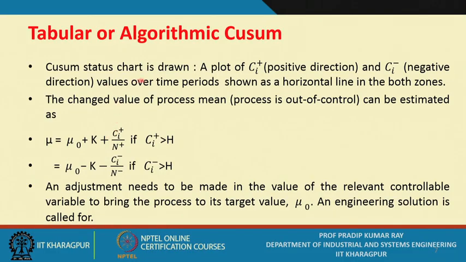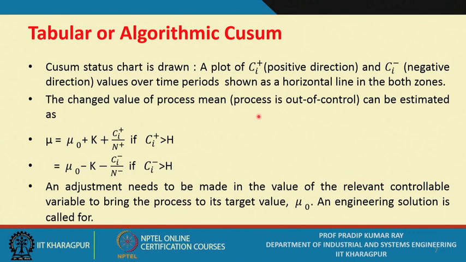So the Cusum status chart is normally plotted. That means a plot of Ci plus and Ci minus. Is it okay? This is the positive deviation and this is the negative deviation. On the positive direction and the negative direction, values over the time period are shown, with a horizontal line in both the zones. That means you have a horizontal line, that is a 0. So positive deviations are shown with Ci plus, and the negative deviation, that is Ci minus, over the time period. So this is basically referred to as the Cusum status chart.